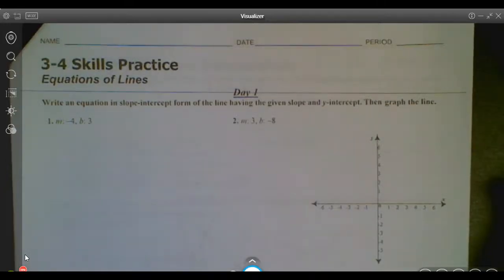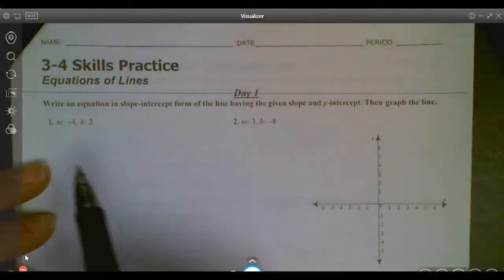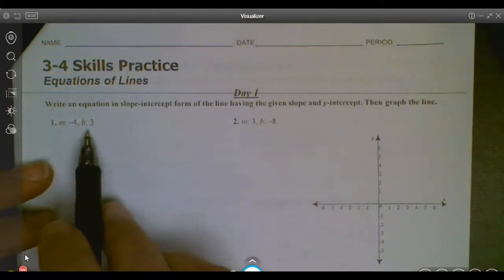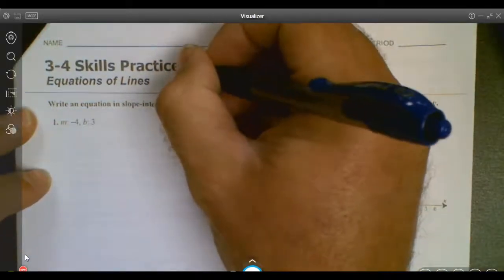So we're going to split this up over 2 days so we get good practice on this one. But this is something you would have seen in Algebra 1, and that's writing the equation in slope-intercept form of a line. The reason they call it slope-intercept form is because you have a slope and you have a y-intercept. All right, so we're going to talk about those guys first.